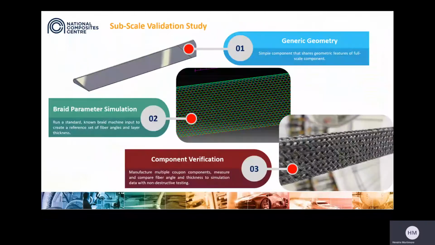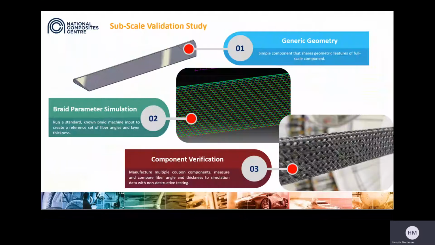So, running all these simulations, how have we built confidence that we know what we output is correct? The NCC has gone through a number of empirical studies using a range of geometries and braid architectures to test and verify our virtual data with manufacturing.